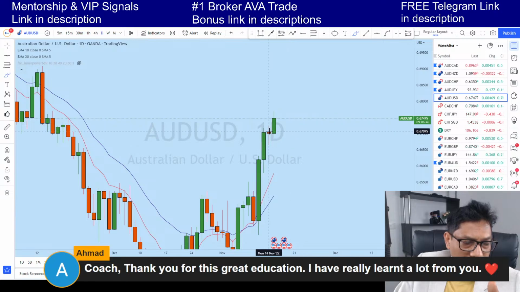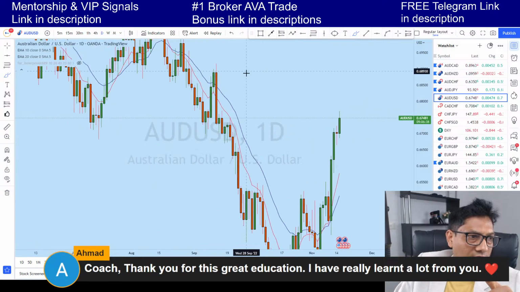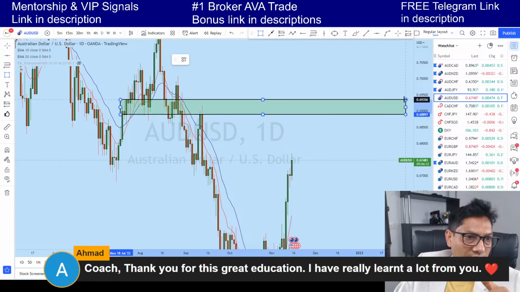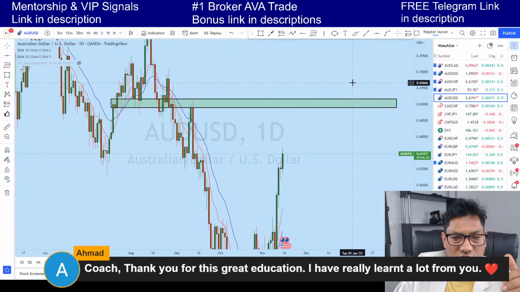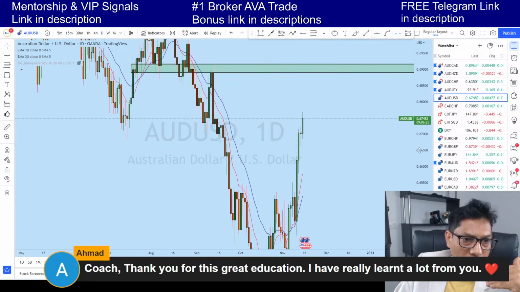You see there is a doji, the price couldn't break the low of the doji, instead has broken out. So if you look at this price action here, I think AUD USD is highly likely to reach that resistance zone. So still, in my opinion, there is a big move ahead on AUD USD.